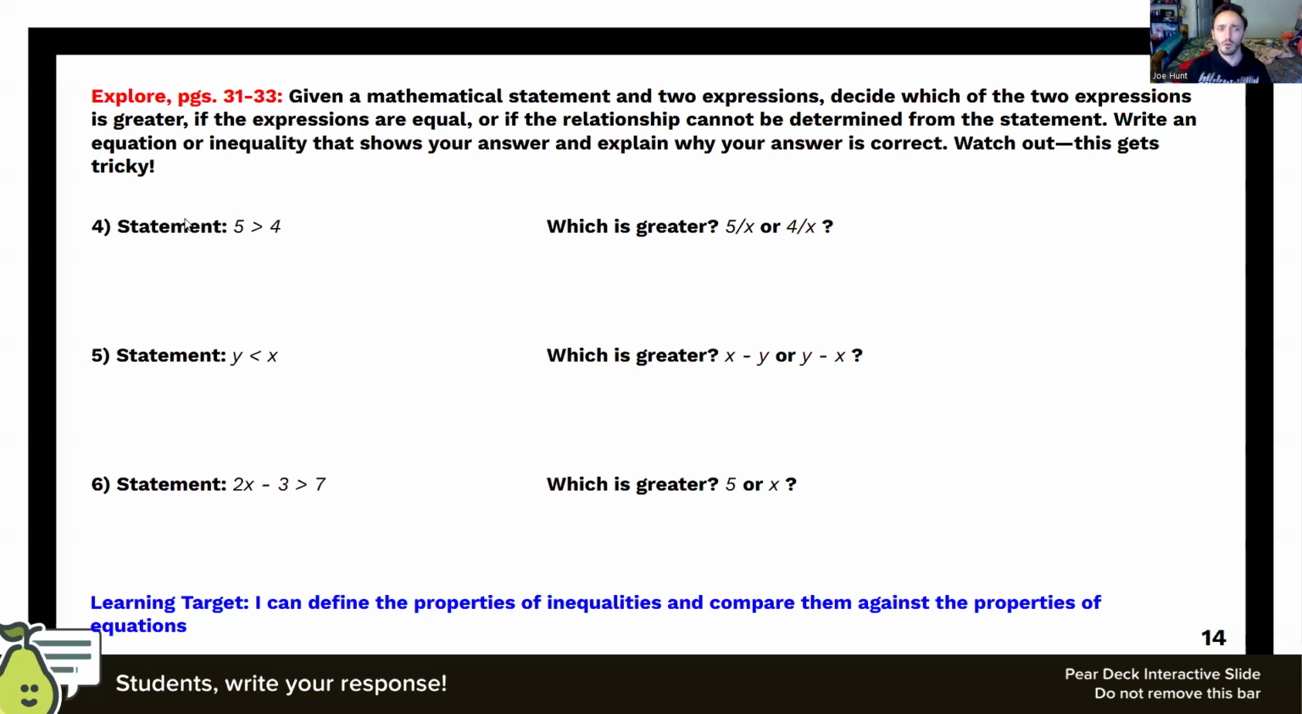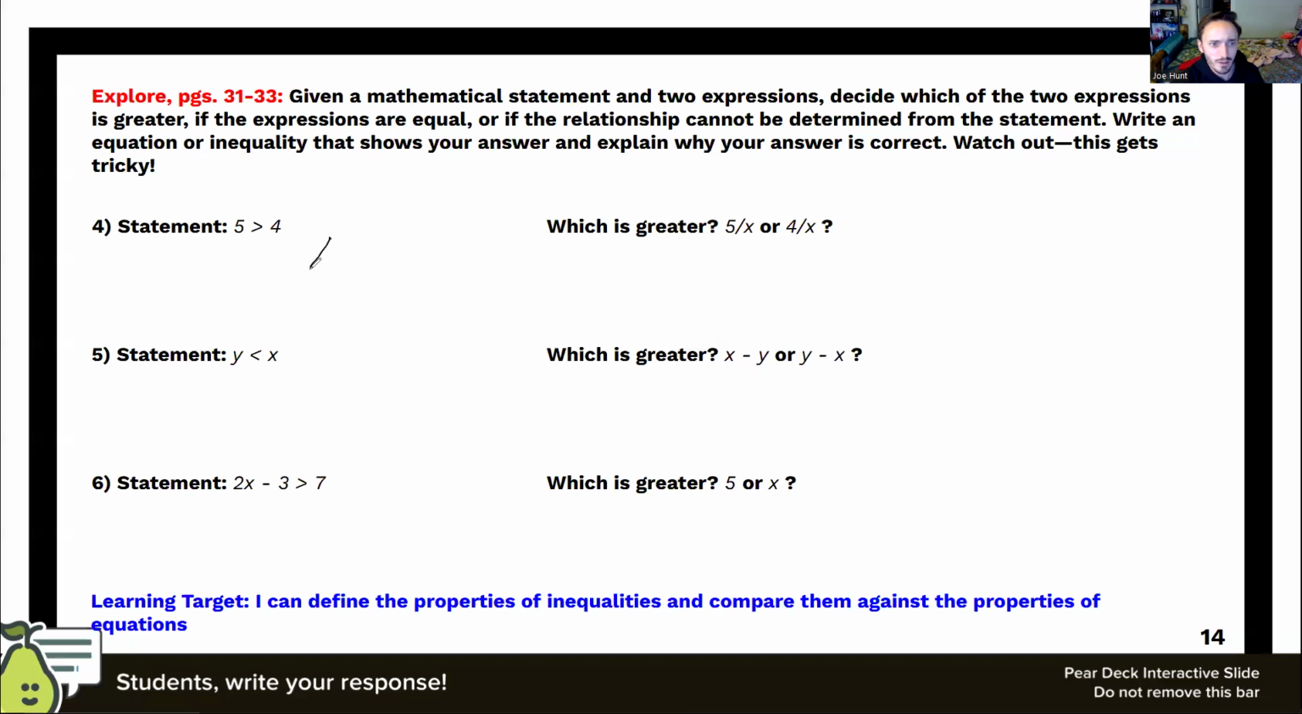Now, let's go forward and investigate 5 greater than 4 in the setup. What if we're dividing by x? You'll see something really similar here. If I've got 5 divided by, say, x equals 2, so we're dealing with a positive number, then 5 divided by 2 gives me 2.5, and 4 divided by 2 gets me 2. It definitely appears that 5 divided by x is greater than 4 divided by x.